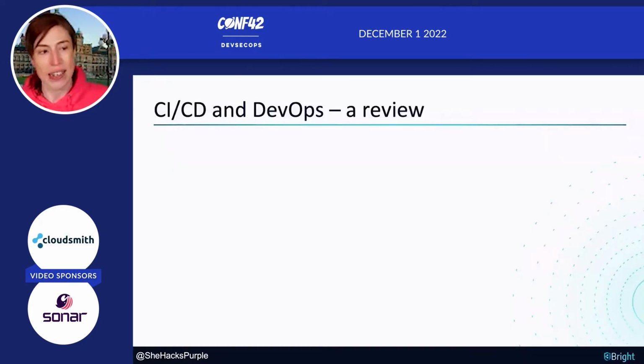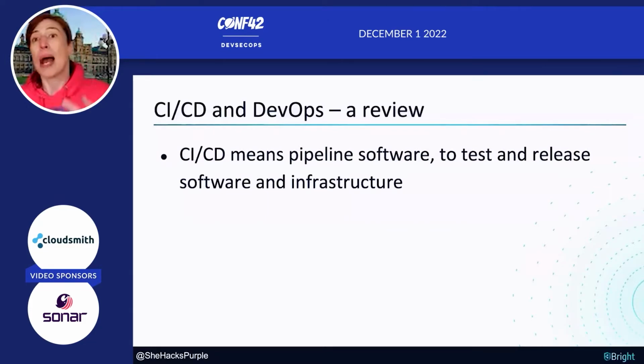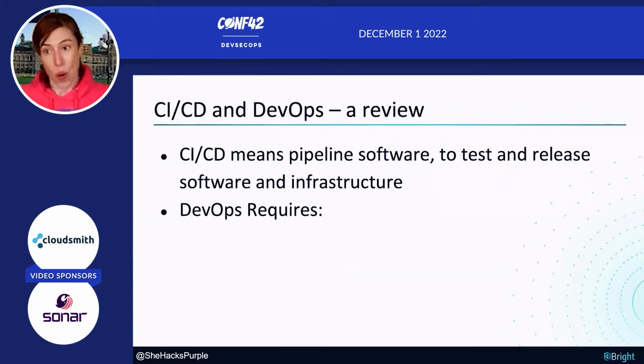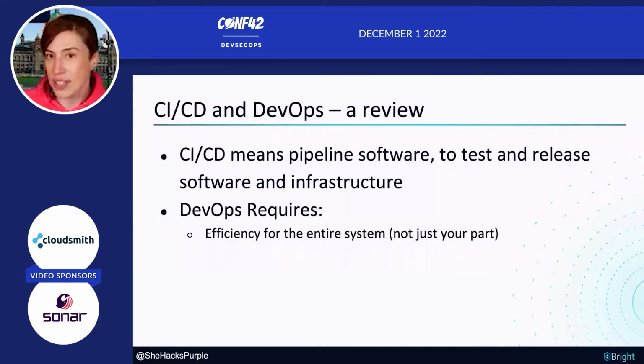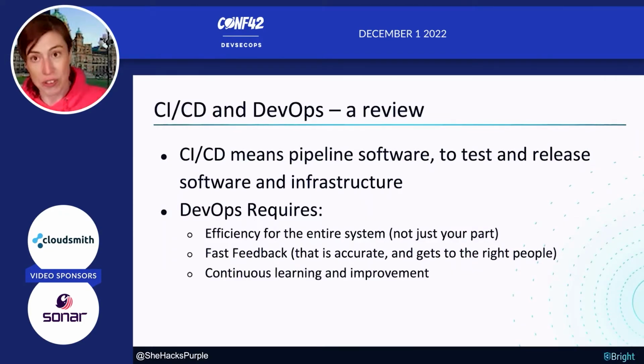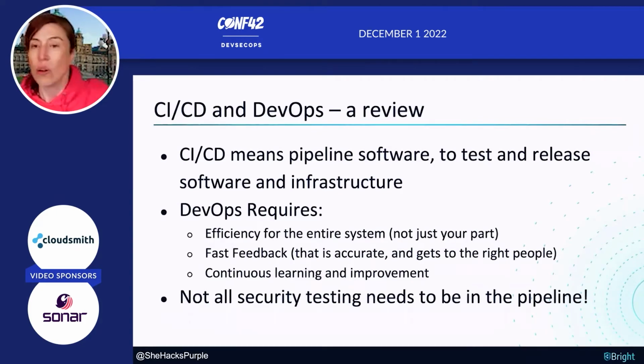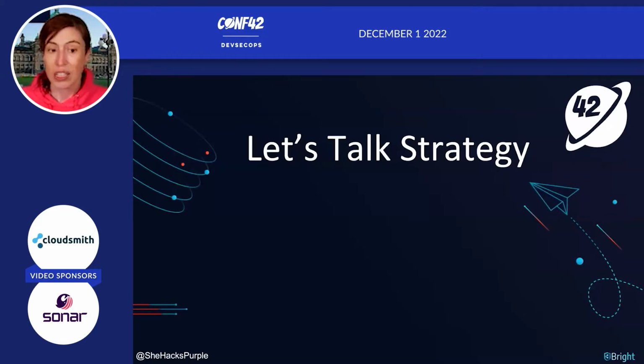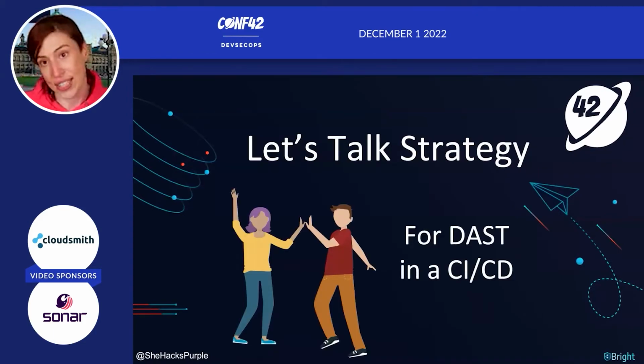So very briefly, CI/CD means the pipeline software that we use to test and release. DevOps has requirements. So we want to have efficiency of the entire system. We want to give fast feedback that's accurate and that actually gets to the right people. There's no point in having a lot of feedback that's all wrong or never gets to the person who needs it. And lastly, continuous learning and improvement. Last point, not all security testing needs to be in the pipeline. Okay, so let's talk strategy for putting a dynamic scanner into your CI/CD.